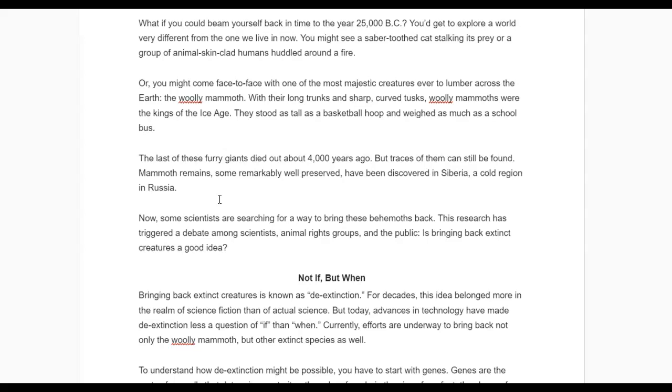the woolly mammoth. With their long trunks and sharp curved tusks, woolly mammoths were the kings of the Ice Age. They stood as tall as a basketball hoop and weighed as much as a school bus. The last of these furry giants died out around 4,000 years ago, but traces of them can still be found. Mammoth remains, some remarkably well preserved, have been discovered in Siberia, a cold region in Russia. Now, some scientists are searching for a way to bring these behemoths back. This research has triggered a debate among scientists, animal rights groups, and the public. Is bringing back extinct creatures a good idea?